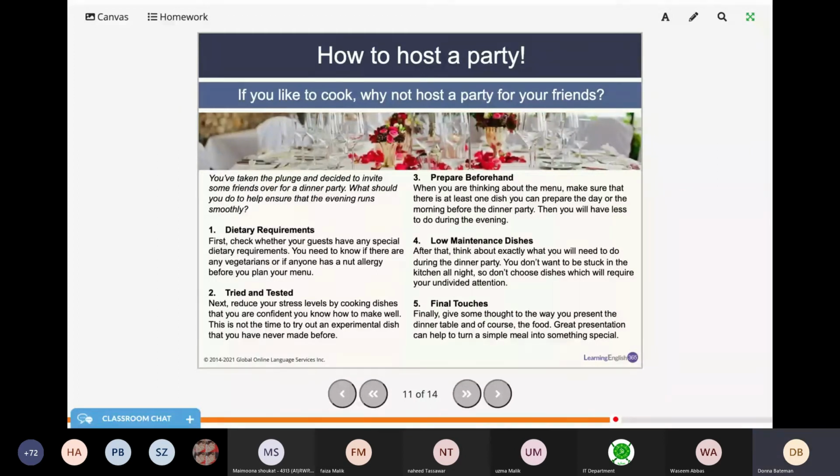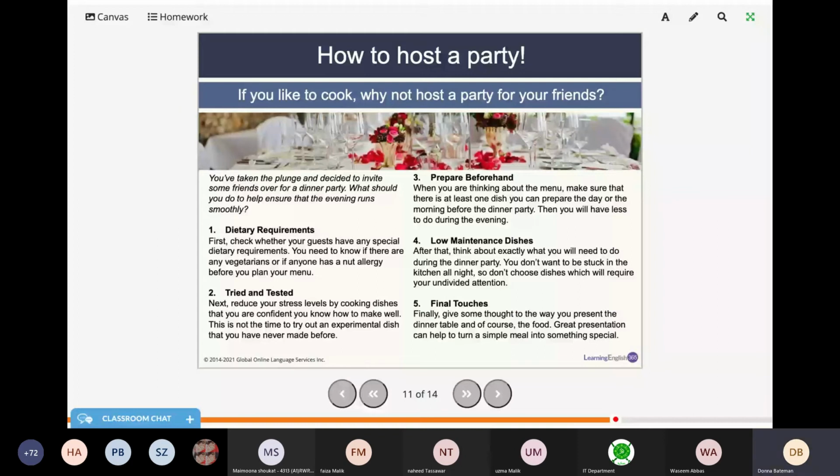So the first tip is about dietary requirements. First, check whether your guests have any special dietary requirements. You need to know if there are any vegetarians or if anyone has a nut allergy before you plan your menu.